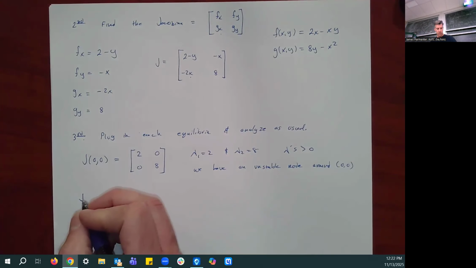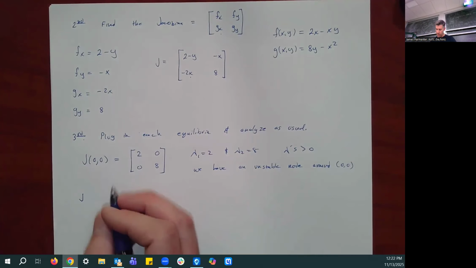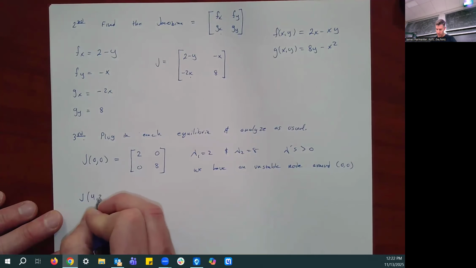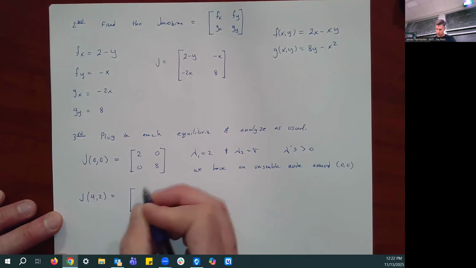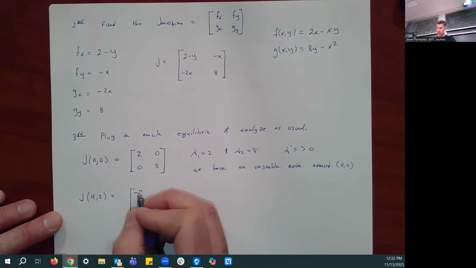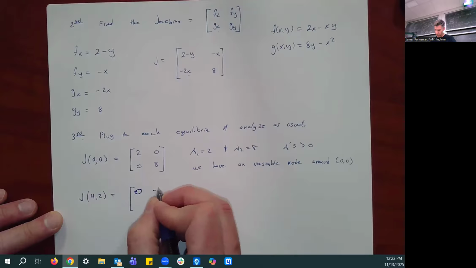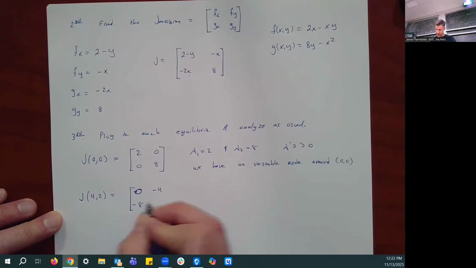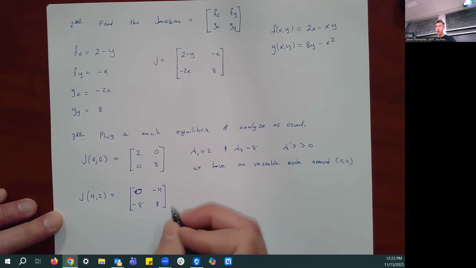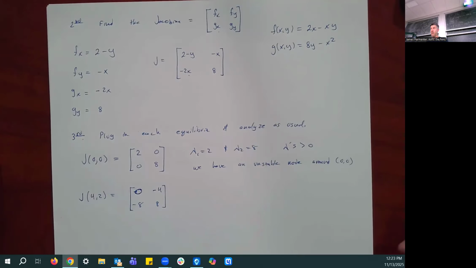So the other ones were 4 comma 2 and negative 4 comma 2. So I plug in 4 comma 2, I get negative, not negative 2, I get 0. It's 2 minus 2. I get negative 4. I get negative 8, and I get 8. And here we do have to do the work of finding the eigenvalues or whatever you care to do.